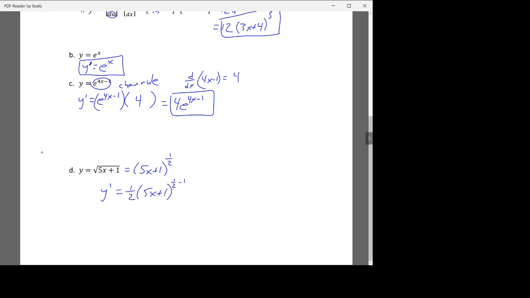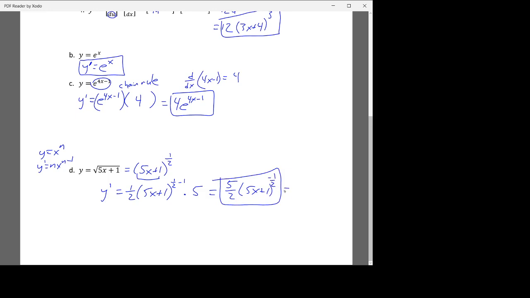So if y equals x to the n, then y prime is nx to the n minus 1. But we didn't just have x in there. We had this more complicated thing. So the chain rule says you have to take the derivative of the complicated thing. In this case, it's just a line, so the derivative is 5. And we're done. So 5 times 1/2 is 5/2. And then 5x plus 1, and then 1/2 minus 1 is minus 1/2. That's a pretty good answer there.